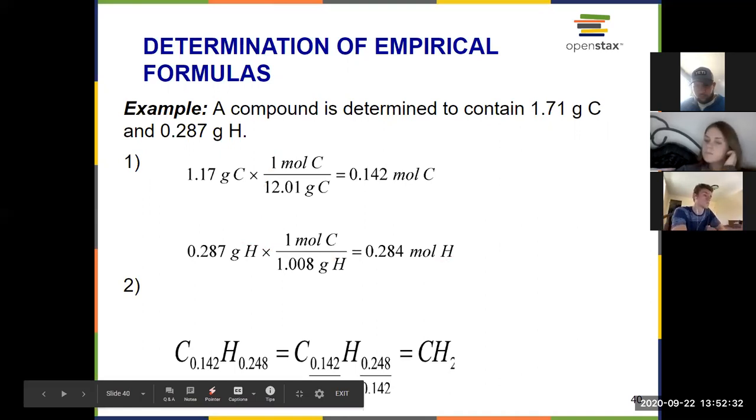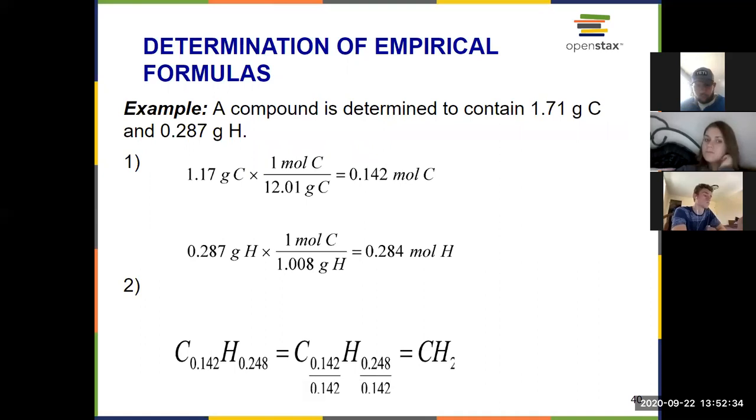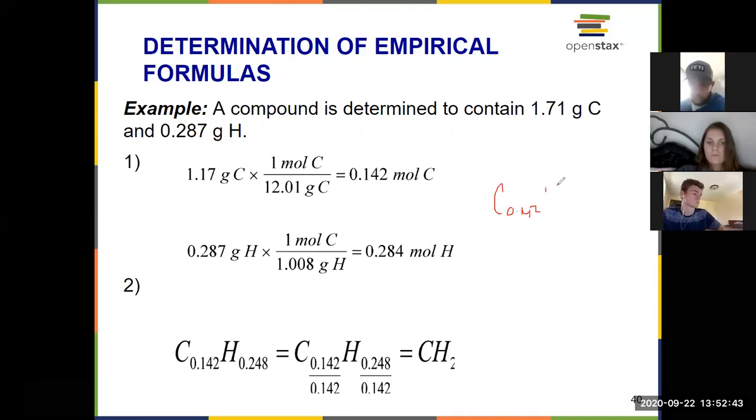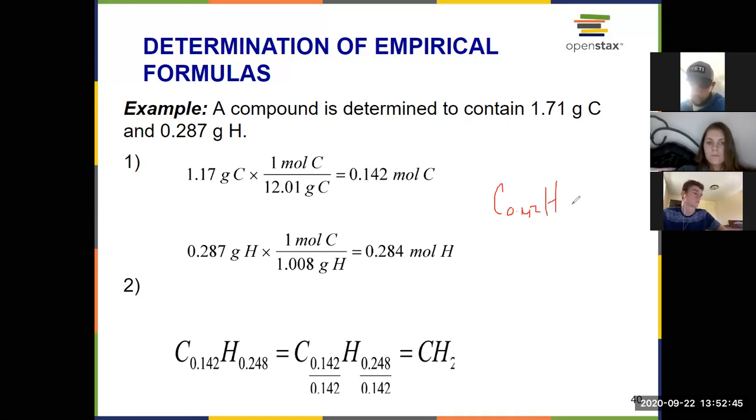And if you stopped there, then your empirical formula would be C0.142 H0.284, which if you ever submit that as an answer on a test, then I'm just going to drop you from the course automatically. Because you should even know by now, this early on, you're never going to see C0.142 H0.284. It just doesn't exist. And that's why step 2 is necessary.